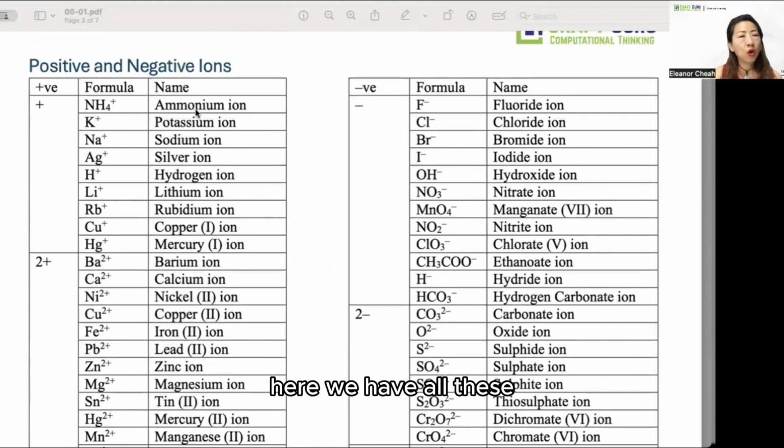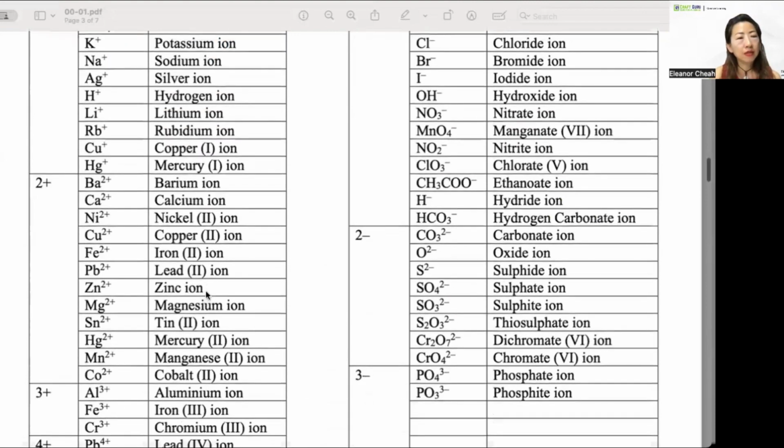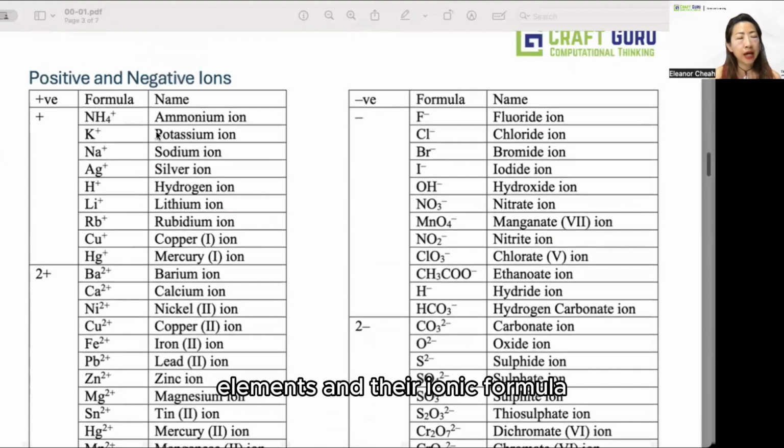Here we have all these elements and their ionic formula. Positive ion, negative ion.